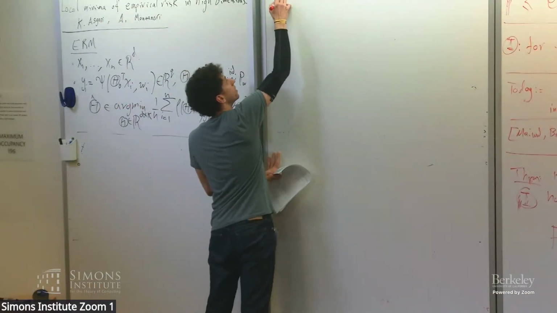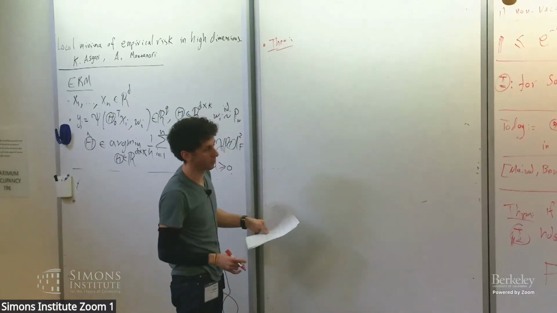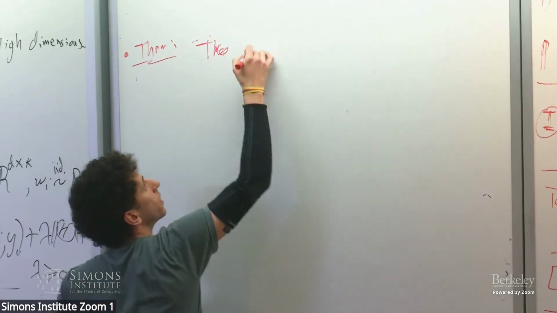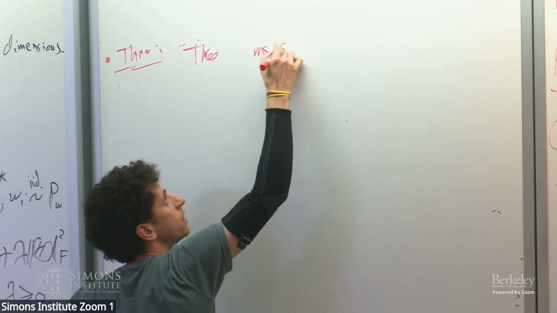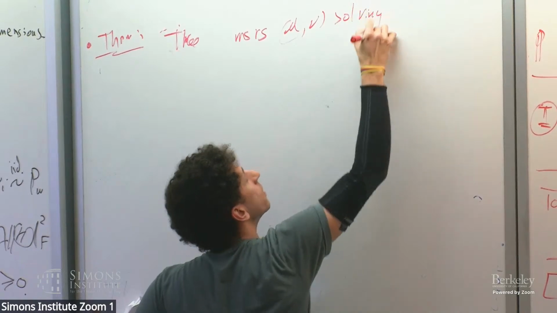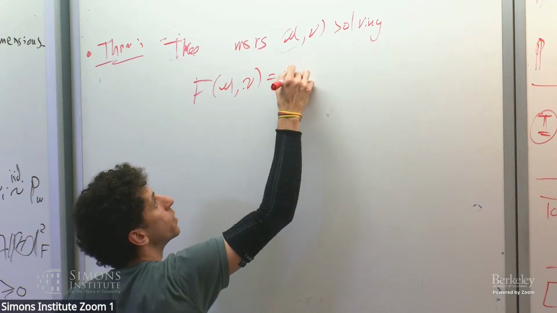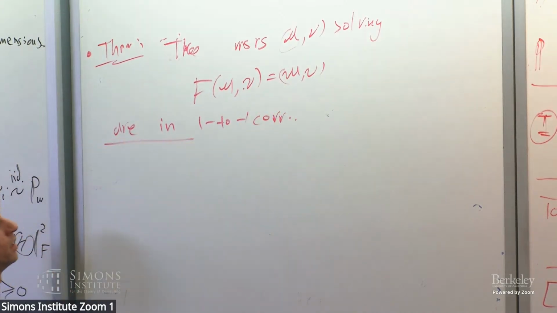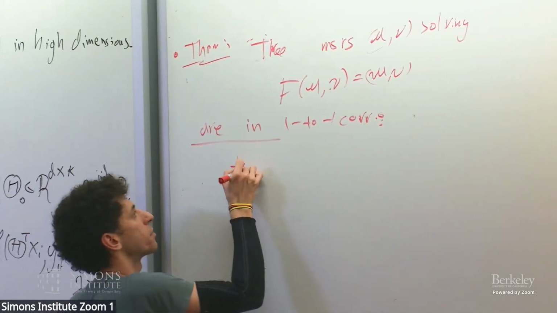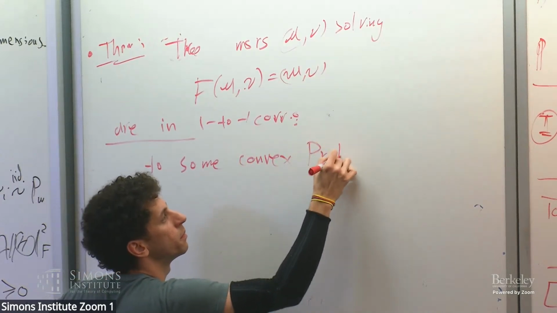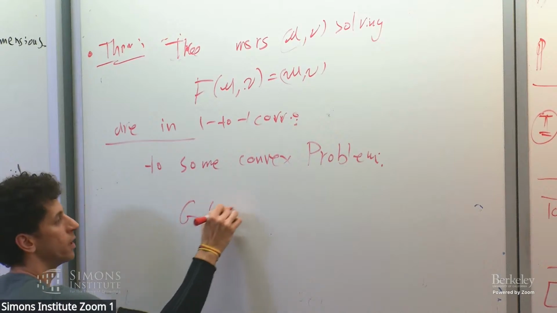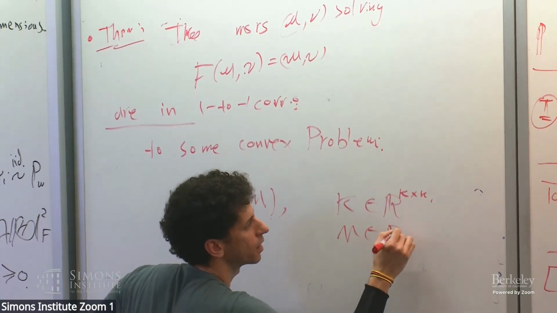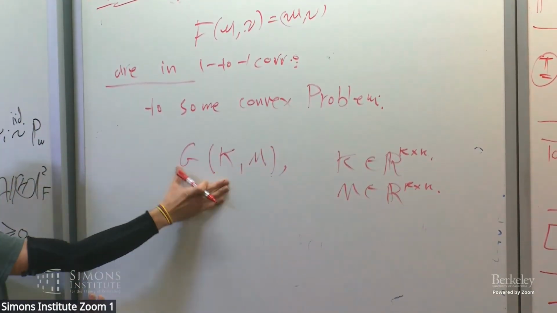I'm going to say the following thing. The measures mu solving the fixed point equation f of mu equals mu are in one-to-one correspondence to some convex problem, when the loss is convex, of course, that looks like this: G of K, M, where K is a matrix in R K by K, and M is also in R K by K. This is some convex objective.